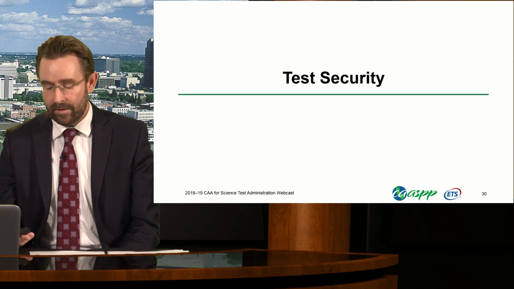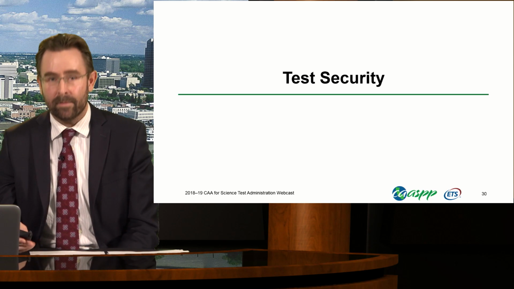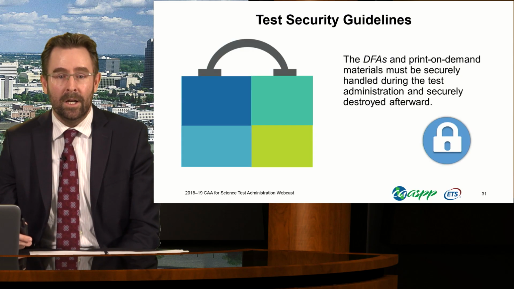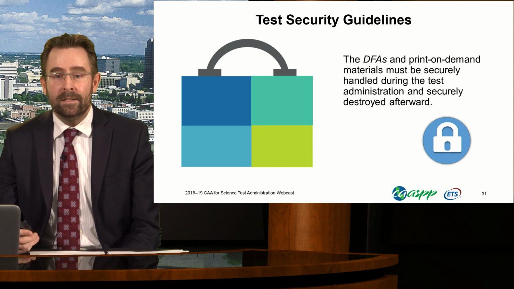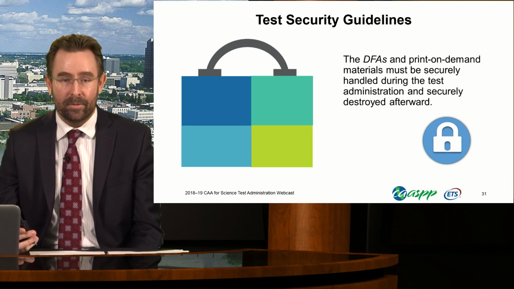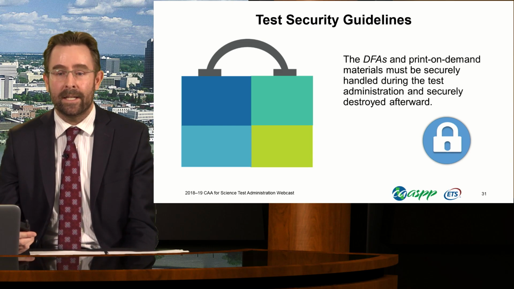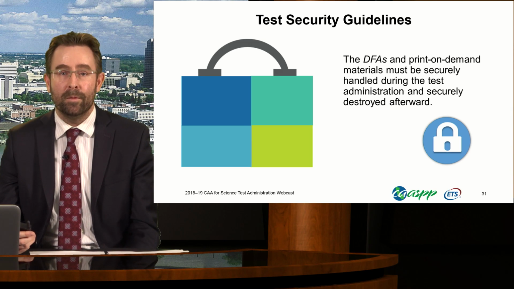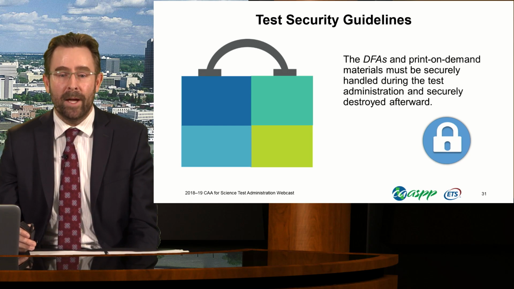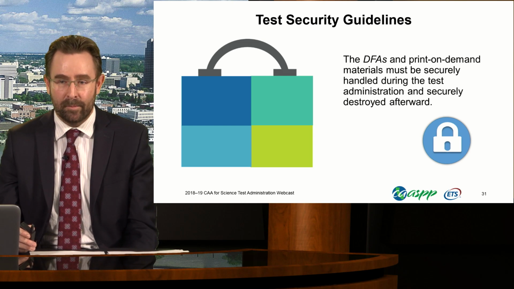All right, let's now change gears and go through test security, specifically as it applies to the CAA for Science. Remember to follow the same security guidelines that are used for any of the CAASPP summative assessments. All LEA CAASPP coordinators, test site coordinators, and test examiners must sign the CAASPP test security affidavit before doing anything related to the CAA for Science. Information about items, including DFA content, should not be shared with anyone who is not directly responsible for test administration. DFAs and any print-on-demand materials must be securely handled during the test administration and must be securely destroyed after testing.